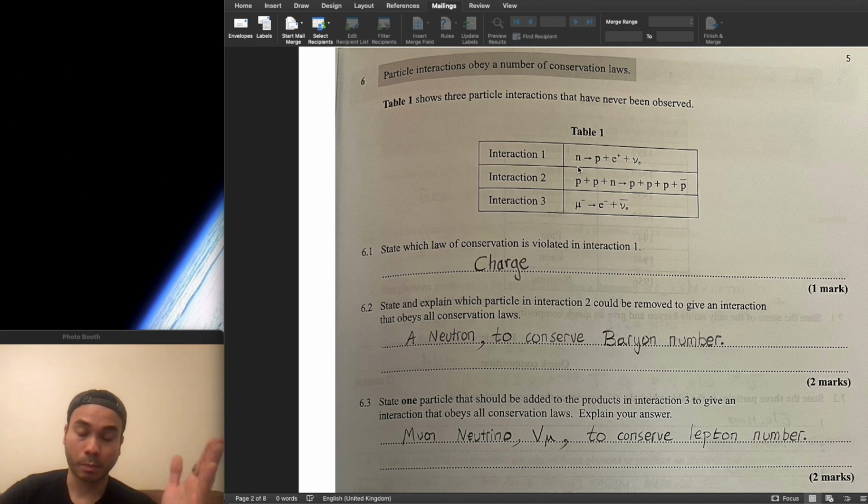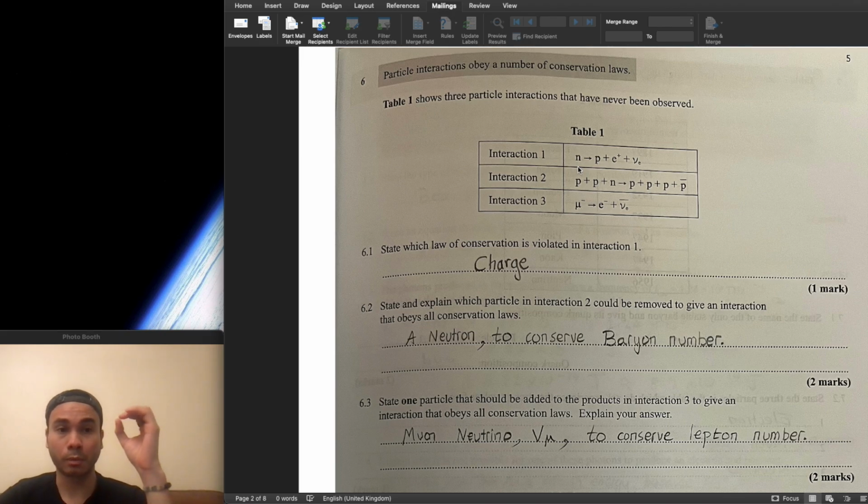The positron has a baryon number of 0. The electron neutrino has a baryon number of 0. So the baryon number is conserved.